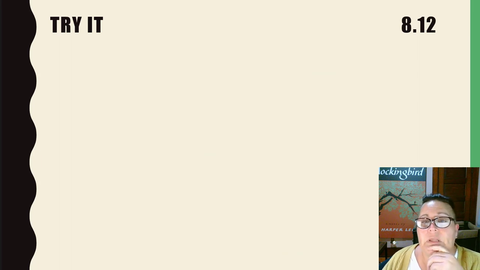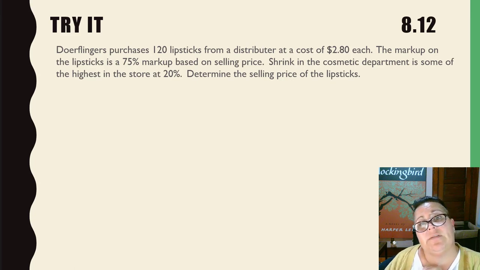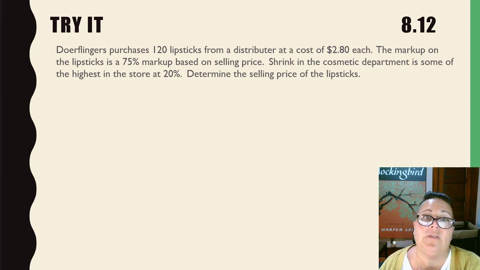Third example. Door Flingers purchase 120 lipsticks from a distributor at a cost of $2.80 each. For those of you who are not familiar, Door Flingers was a department store where Duluth Trading Company is. My grandmother worked at Door Flingers. She was the cosmetics lady. She sold Estee Lauder, and I was the best smelling 3-year-old in the entire world.